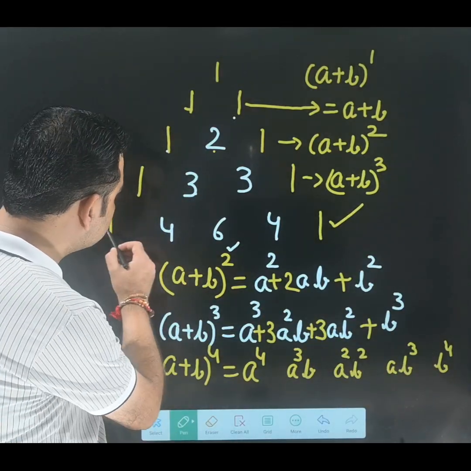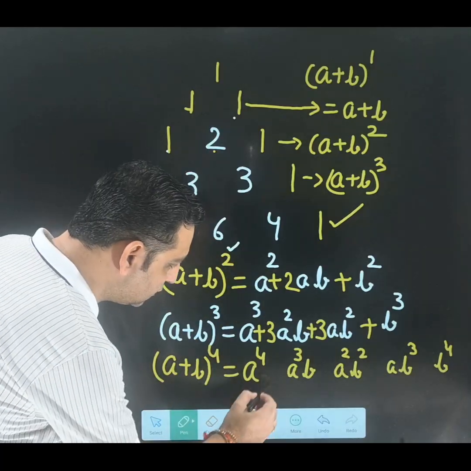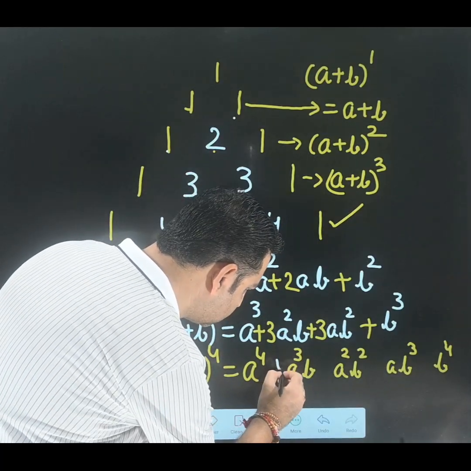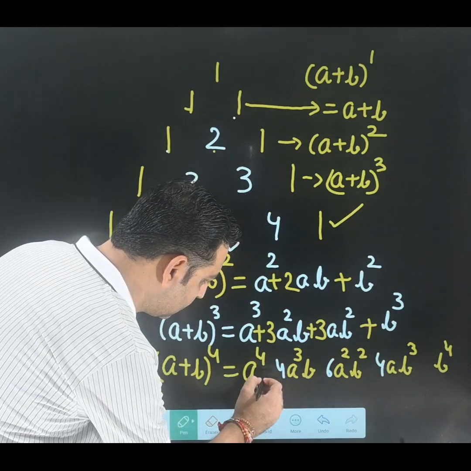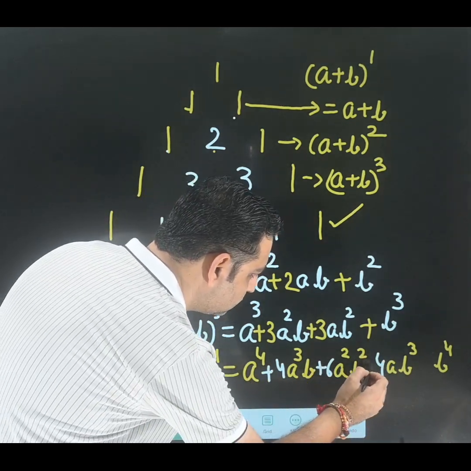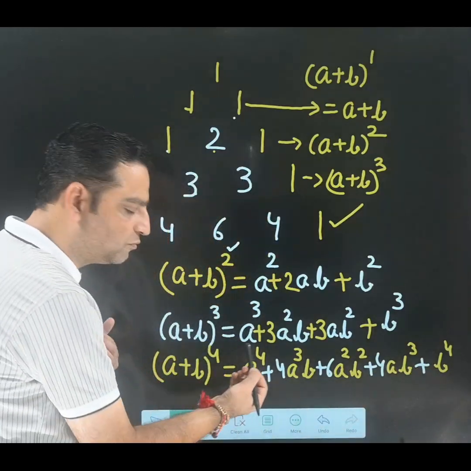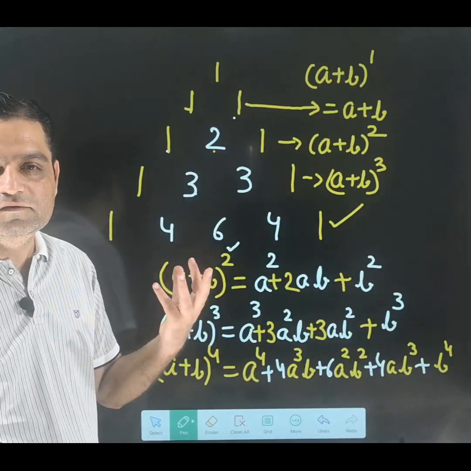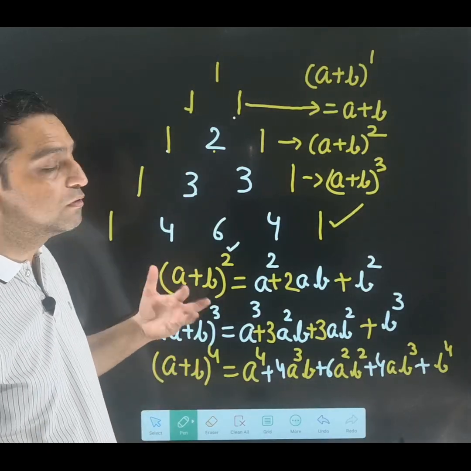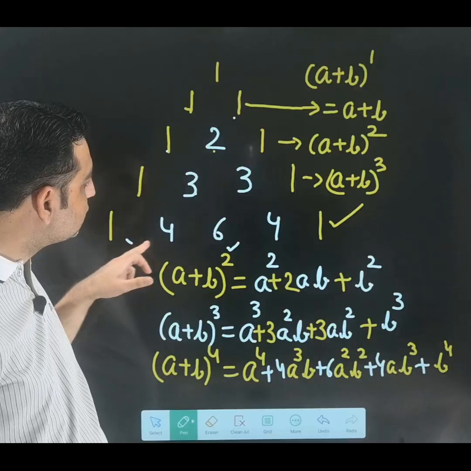And now what are the coefficients? 4 6 4. That means this has coefficient 4, this has coefficient 6, this will have coefficient 4, add it. So see, this is the expansion of a plus b power 4. It becomes very easy to remember or write if you are very clear how to plot it.